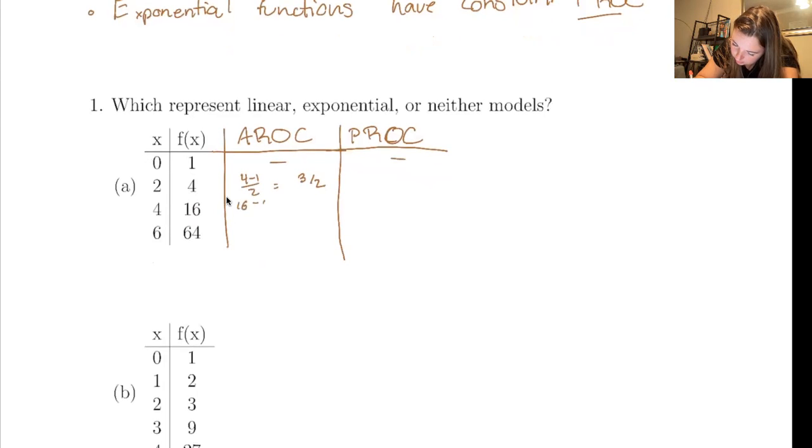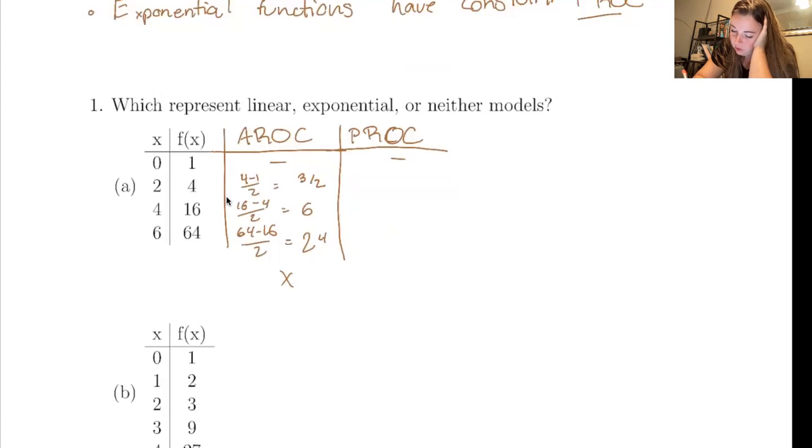16 minus 4 over 2 is going to give me 6, and 64 minus 16 over 2 is going to be 64 minus 16, 54 minus 6, so 48 divided by 2, which is 24. And if you wanted to just put an X on it, I'd be like, not that one, there's no constant average rate of change there.